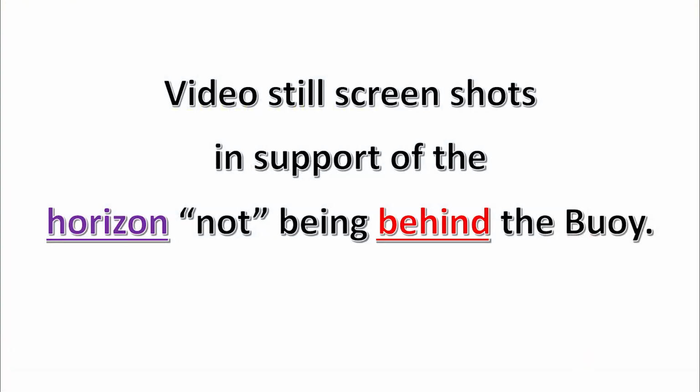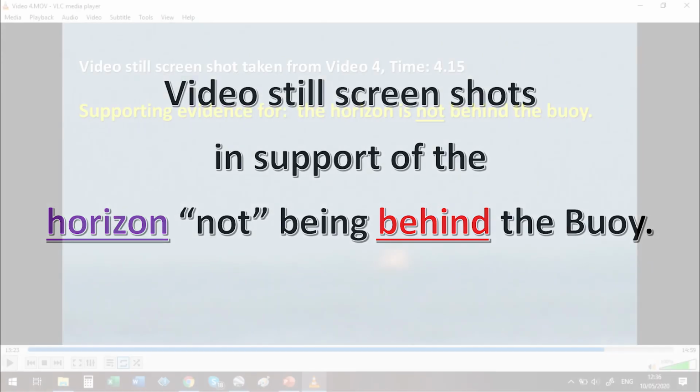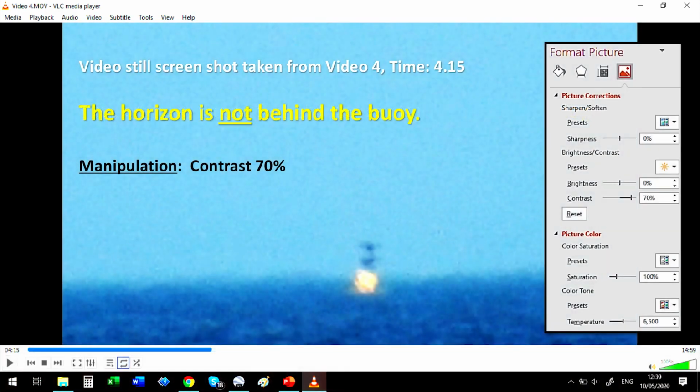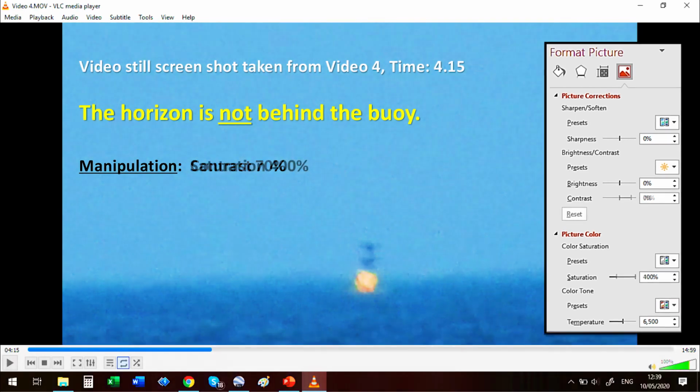Video still screenshots in support of the horizon not being behind the buoy. Video still screenshot taken from video 4, time 4 minutes 15 seconds, supporting evidence for the horizon is not behind the buoy. The horizon is not behind the buoy. Manipulation, contrast 70%. The horizon is not behind the buoy.